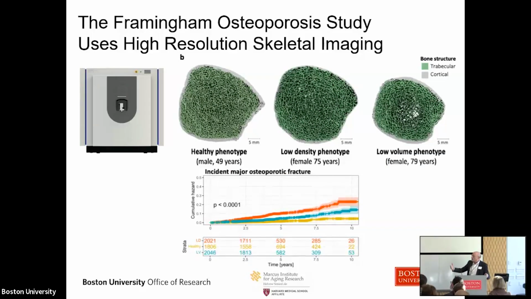Just to give you our most recent work, these images, I always like to look at these. Using some machine learning analysis of these images, we were able to classify individuals into three sub-phenotypes, which we call the healthy phenotype, the low density phenotype, and then on the right, a low volume phenotype, as examples. If you look at the incident fractures that occur, you probably don't want to be in the group to the right, because you will have a higher risk for fracture.